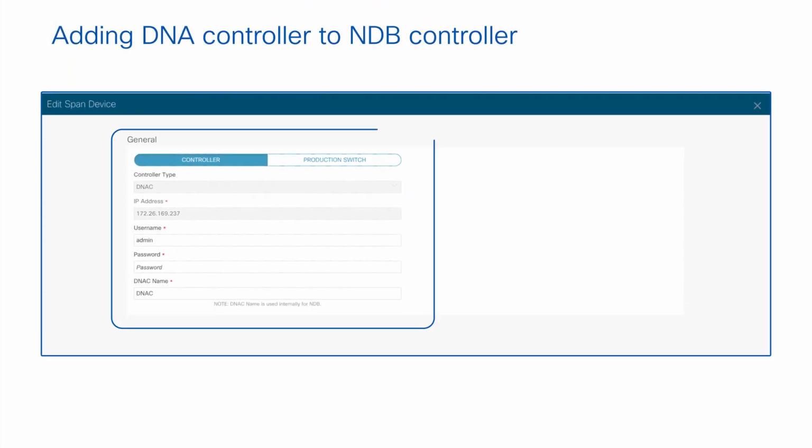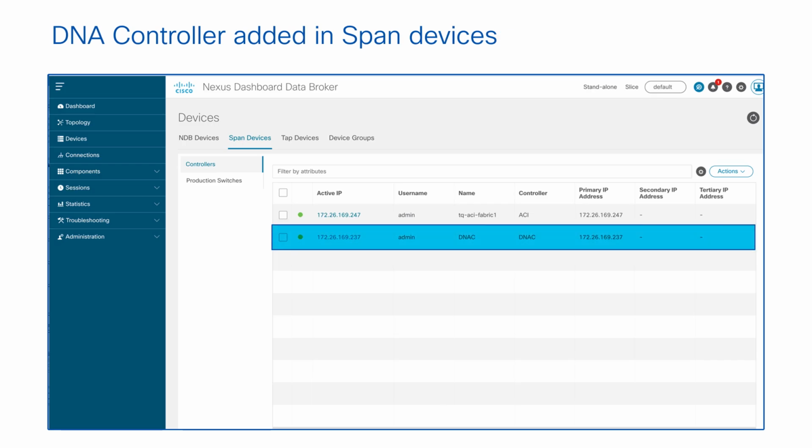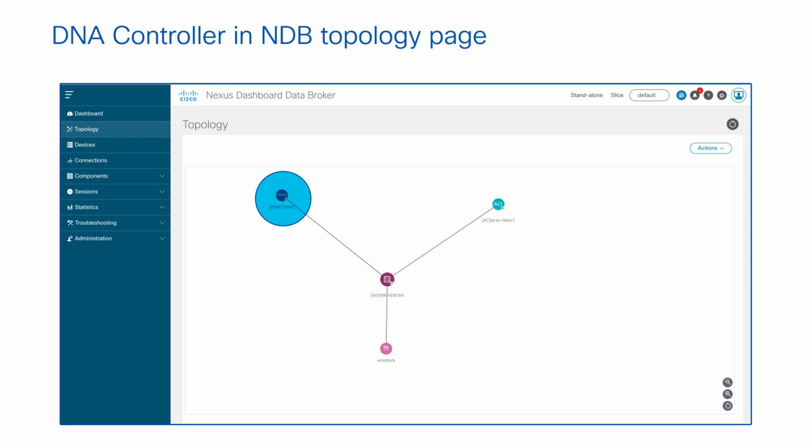So first, let's see how to add a DNA controller to the NDB controller. For that, we go to the span devices and the type of the controller should be selected as DNAC, and give the IP address of the DNA controller, the username, the password and the DNAC name. This name is used internally for configuring the configuration sessions on the catalyst switches. Once we add it by supplying the IP address, username and password, it starts showing up in the span devices. After showing up on the span devices, the DNAC controller is also seeing the NDB topology along with the other Nexus 9K switches on the tools.